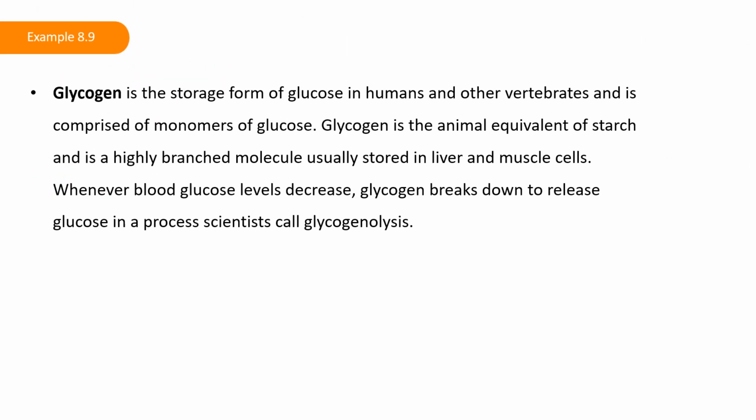Glycogen is the storage form of glucose in humans and other vertebrates, and is comprised of monomers of glucose. Glycogen is the animal equivalent of starch, and is a highly branched molecule, usually stored in liver and muscle cells. Whenever blood glucose levels decrease, glycogen breaks down to release glucose in a process scientists call glycogenolysis.